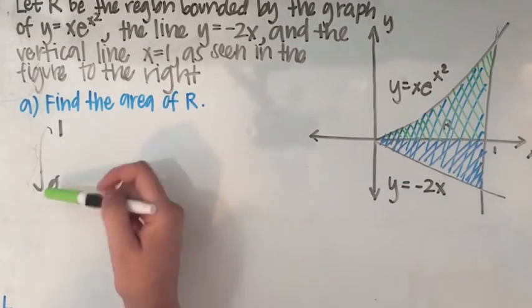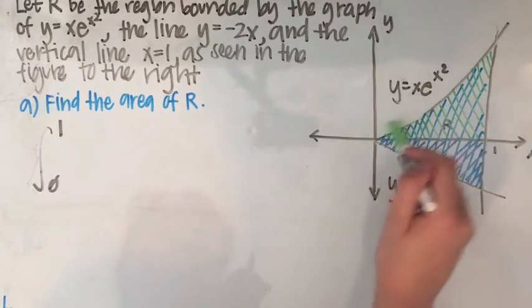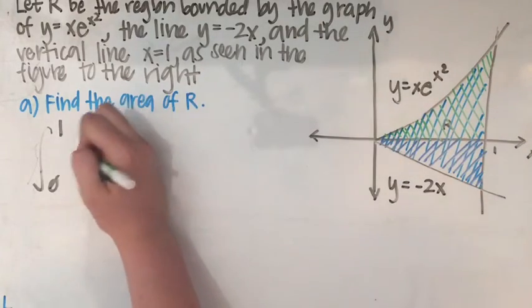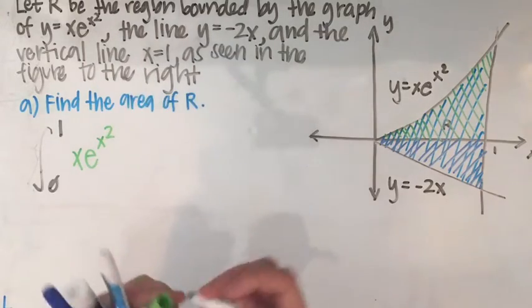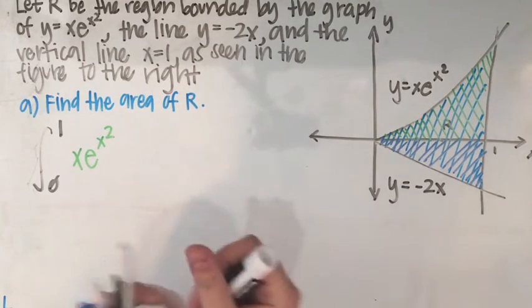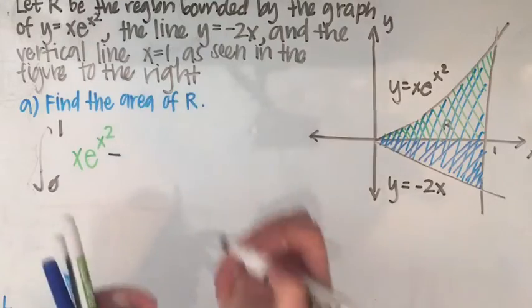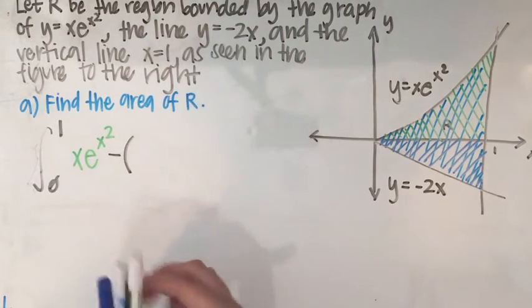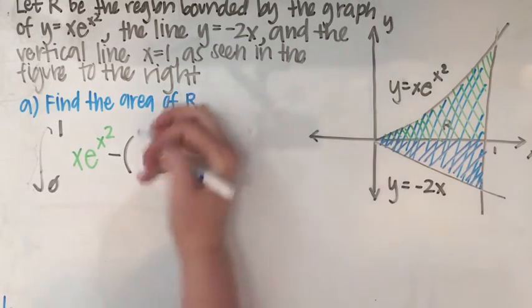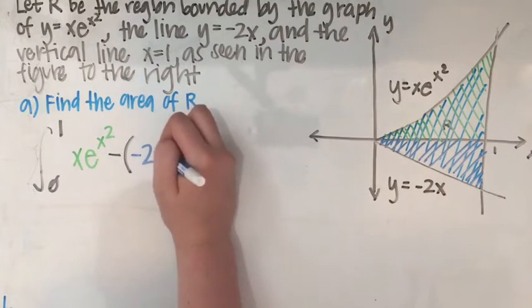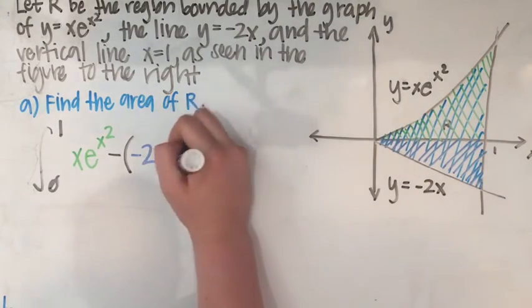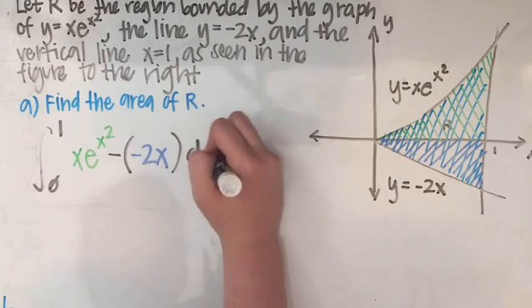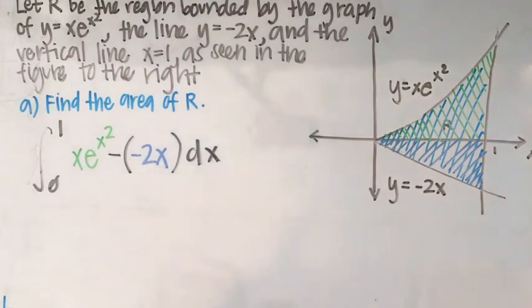So I'm going to have the integral from 0 to 1, and I'm going to have my top function, x e to the x squared, minus my bottom function, which is going to be negative 2x. And then delta x, which represents the base of each tiny, tiny rectangle.